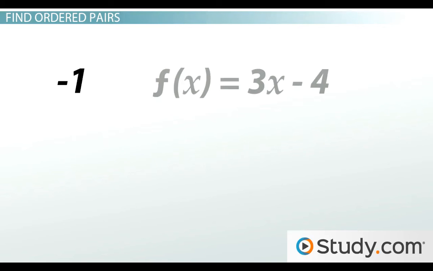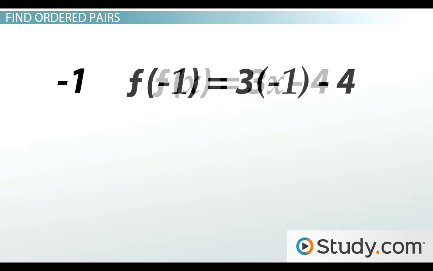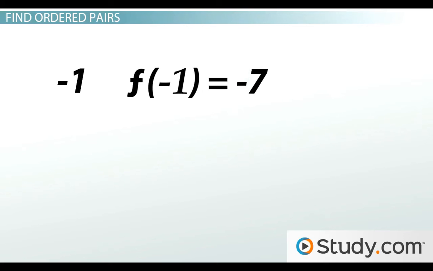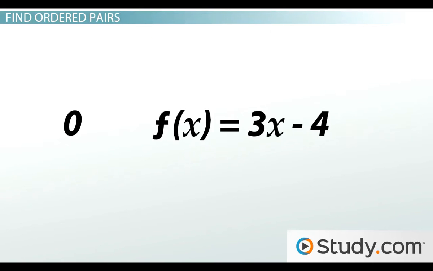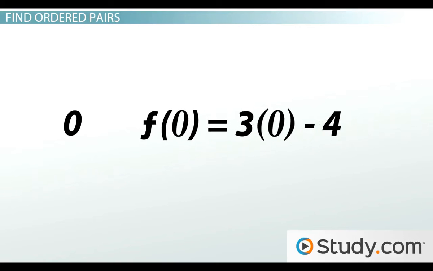Start with -1. Just plug that into our function. F of -1 equals 3 times -1 minus 4. So our f of x value here is -7. Let's add that to our chart. That means our first ordered pair is -1, -7. 0 is next. F of 0 equals 3 times 0 minus 4. That's just -4.